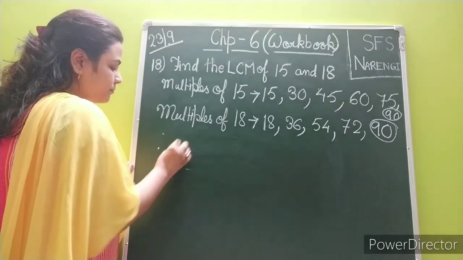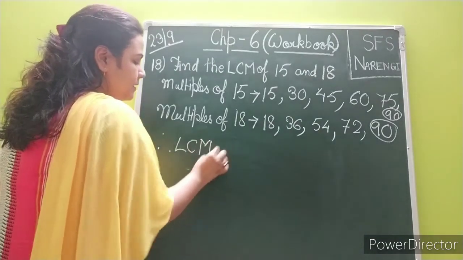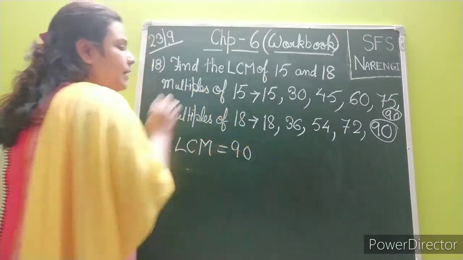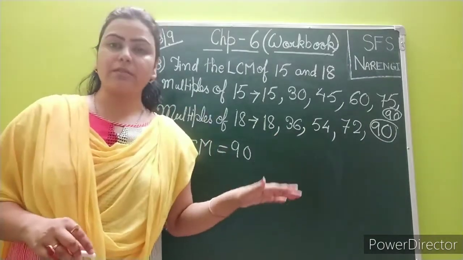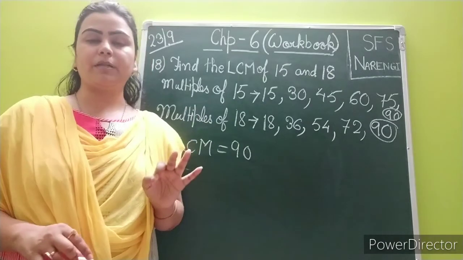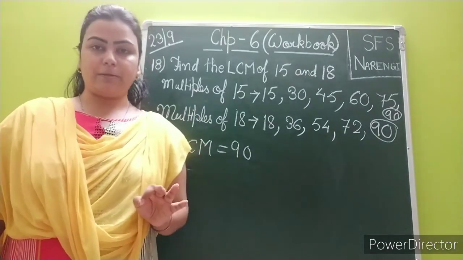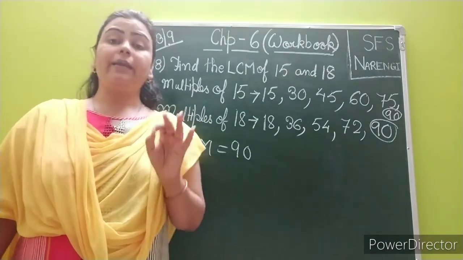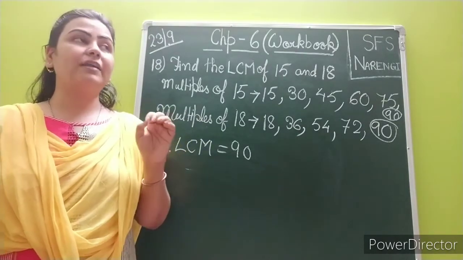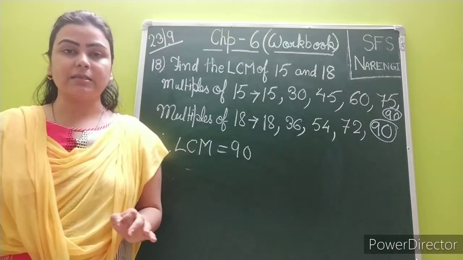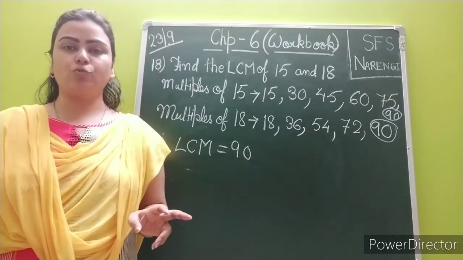Therefore, LCM is equal to 90. What we did was just keep on writing the multiples, and whichever is the first common multiple, that one will be your LCM. Okay, children? Now, please remember in your exam, when it comes to finding the HCF or the LCM, you can choose any of these two methods.